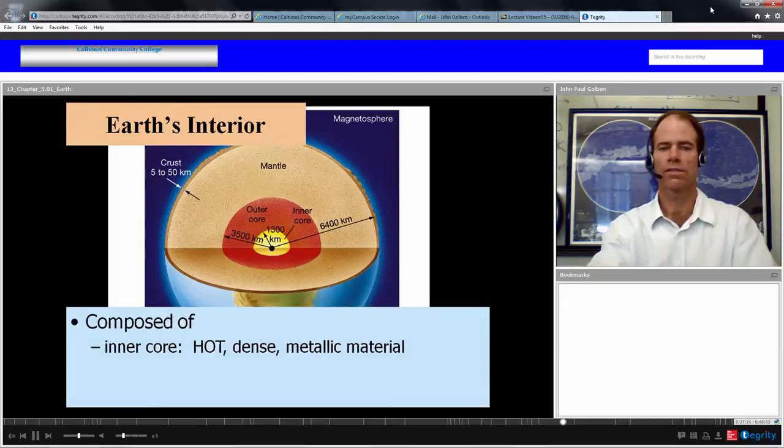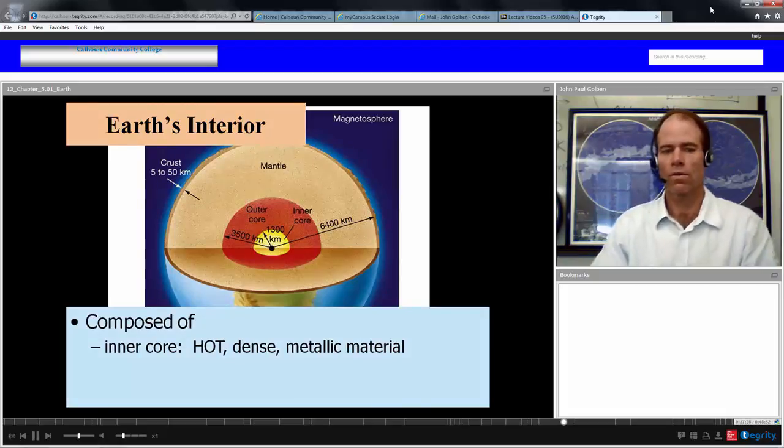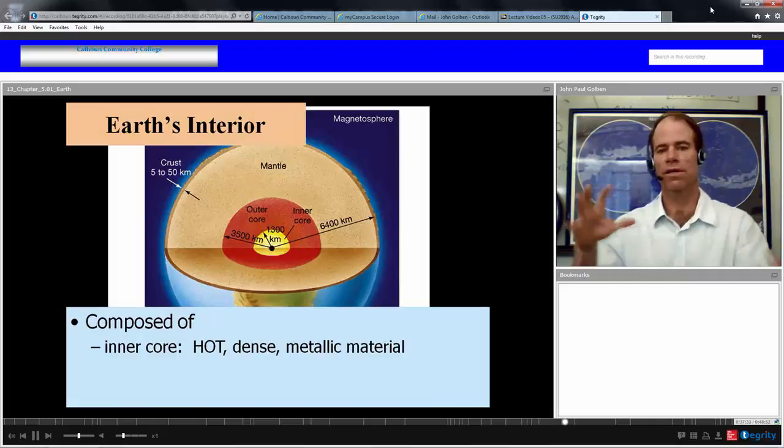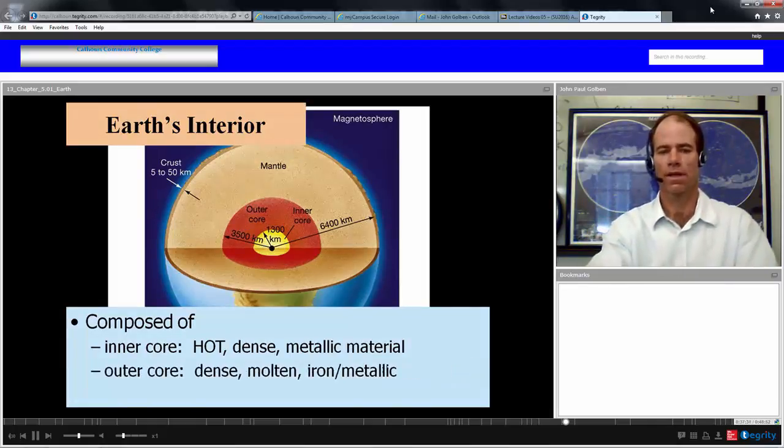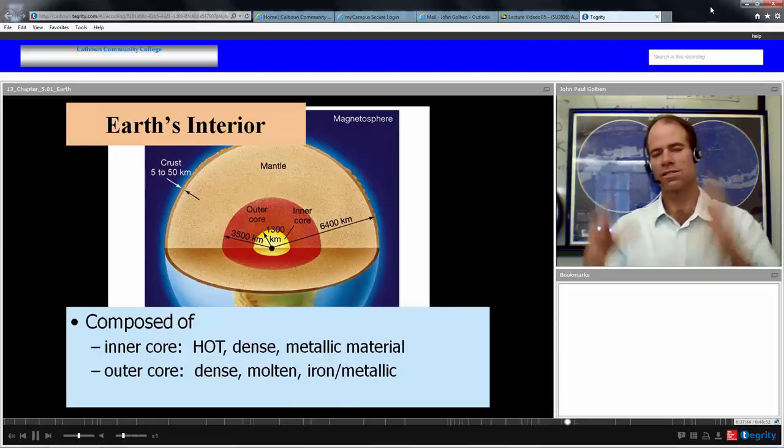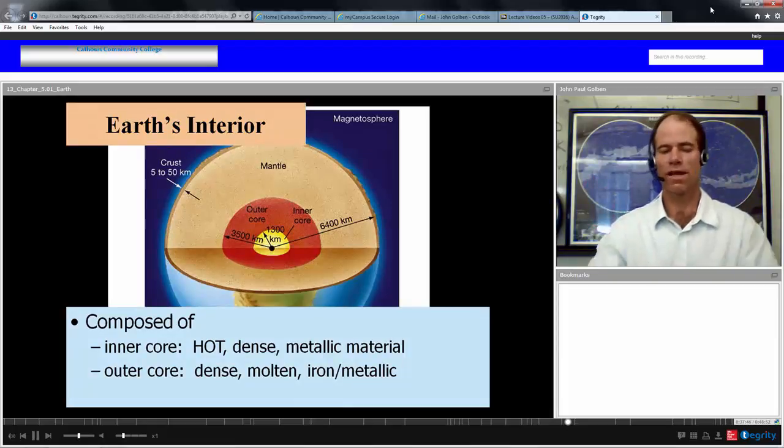As we go into the interior of the Earth, into the core, we have an inner core, which is hot, dense, metallic material under so much pressure that it is basically solid. And the outer core is also dense, iron metallic material, but it's molten. So we have a solid inner core, a molten outer core.